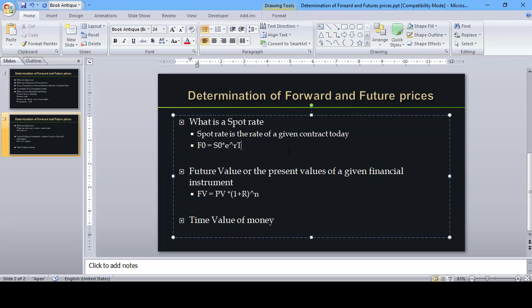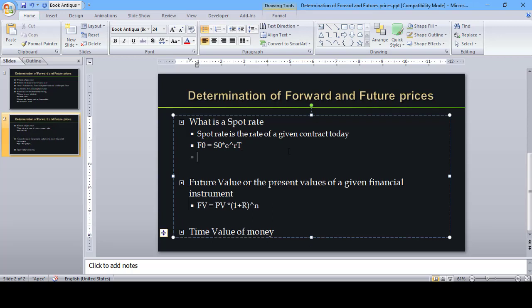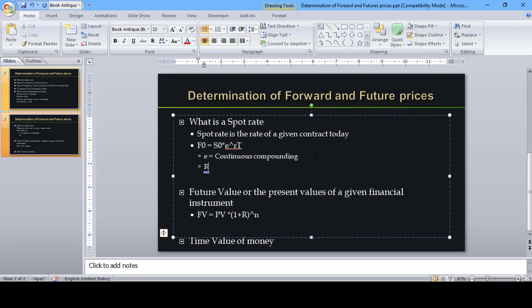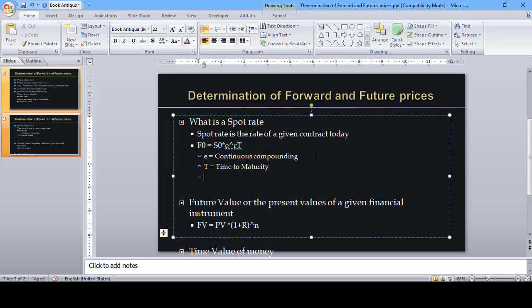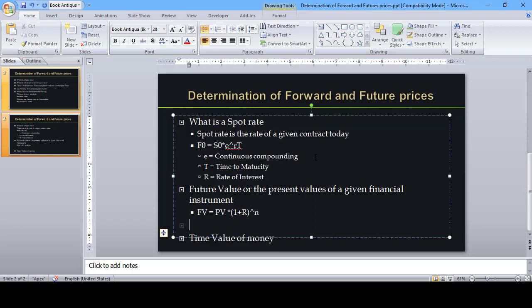All right, now what are these things? I don't want you guys to get intimidated. It's just e is a symbol for continuous compounding. And t is the time to maturity, and r is the rate of interest. So these are the things which determine the forward price. Now I know you're wondering, hey look, how do I calculate the futures price? So let me just quickly tell you that time to maturity is very easy to calculate.